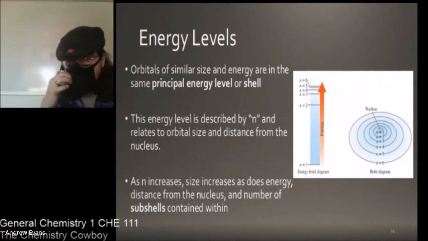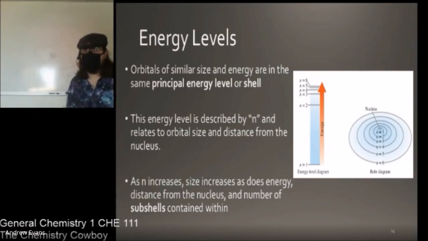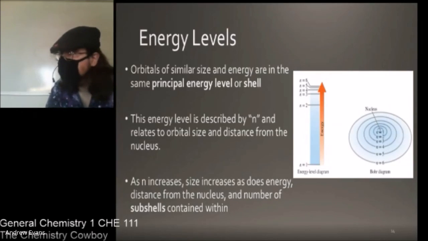Now, we're going to learn about how to describe electrons, and we're going to do it various different ways. And we're going to eventually relate this back to the periodic table. So take this slowly. But the first thing we have to do is understand the basic orbitals, how the orbitals and energy levels relate. So the first thing we're going to describe is the principal energy level, or shell.